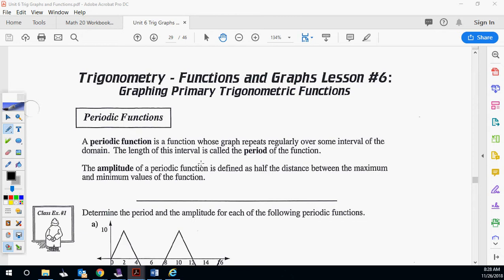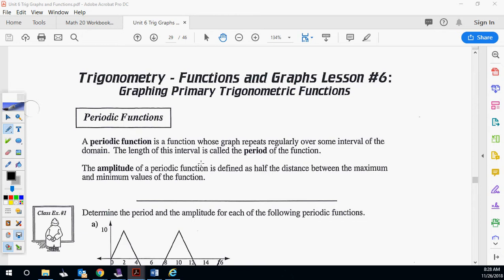And so what that's called is a periodic function, a function whose graph repeats regularly over some interval of the domain. So sine and cosine graphs repeat regularly because they keep going up and down, changing positive, negative, and coming back to where they started at 2 pi or 0 when you come all the way around. Okay, so that would be their period in this case.